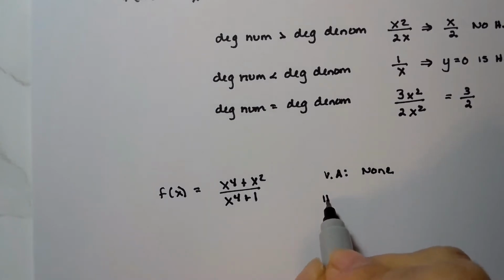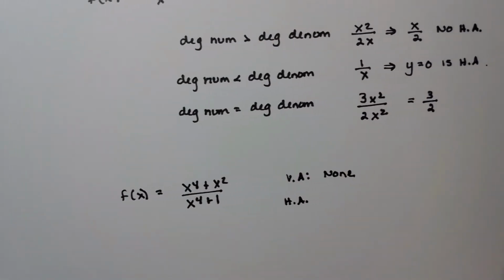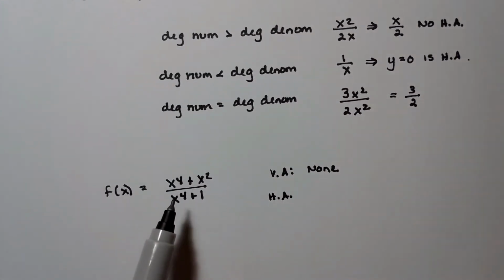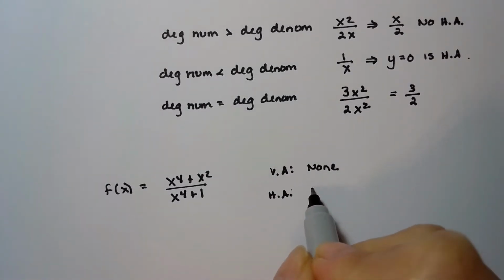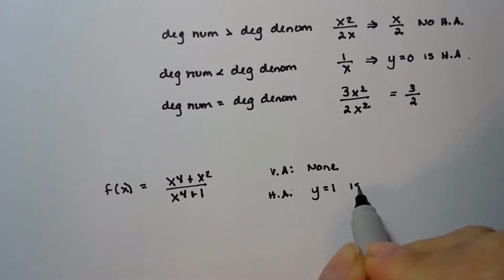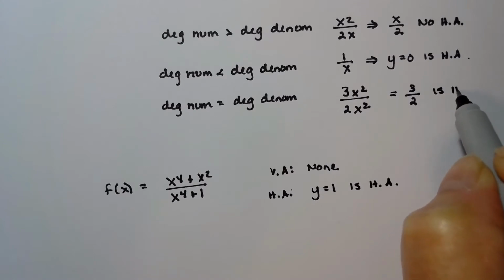For the horizontal asymptotes, I'm going to use what I learned from algebra. The highest degree variable in the numerator is x to the 4th, and the highest degree variable in the denominator is x to the 4th. So we're going to have a horizontal asymptote at y equals 1. So y equals 1 is the horizontal asymptote. I should put this here too, just for notes.